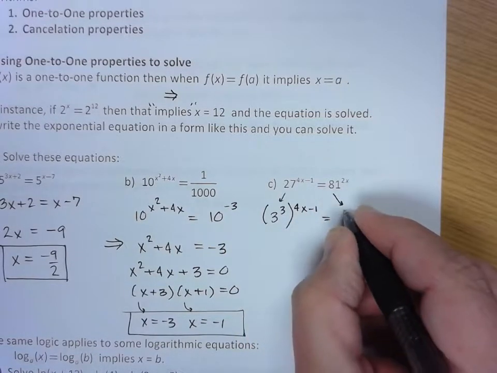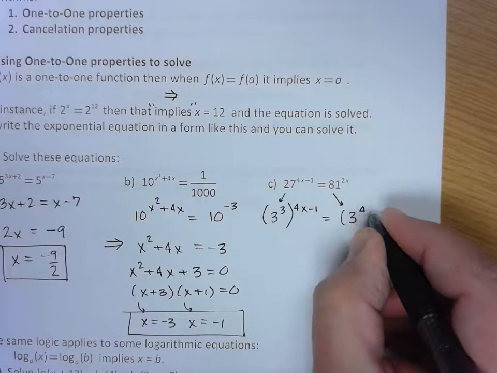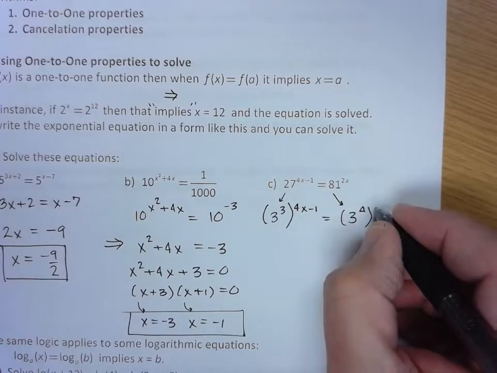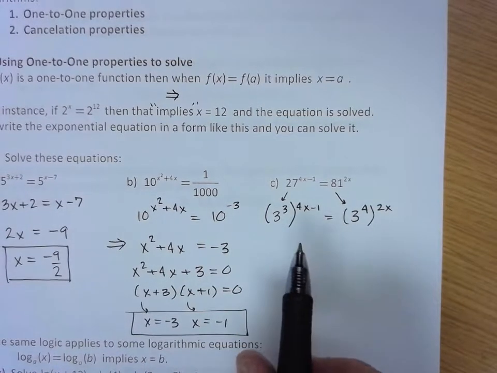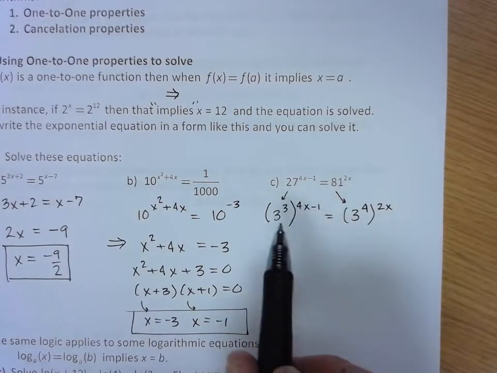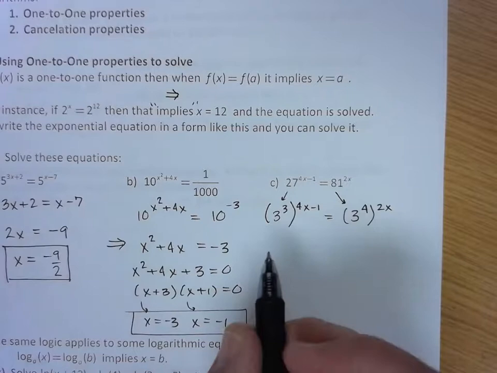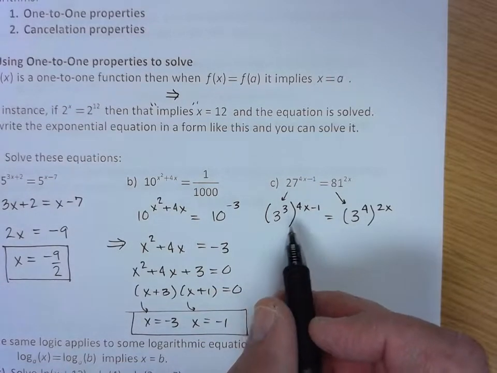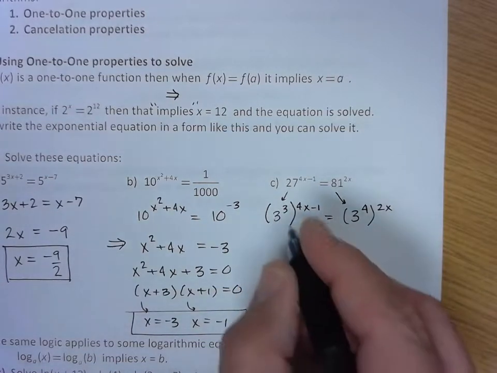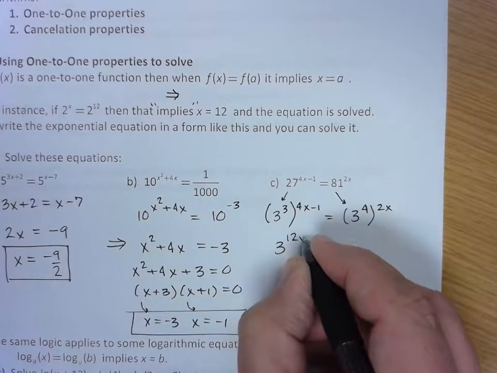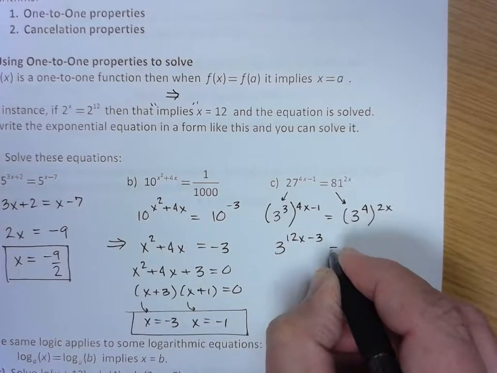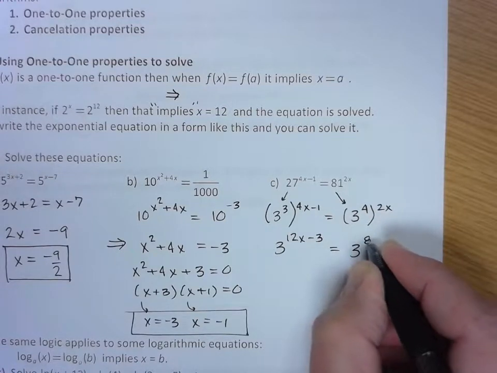81 can be rewritten as 3 to the fourth, and you still have an exponent of 2x on the outside of it. So all I'm doing is just taking advantage of rewriting those bases as powers of a common base 3. And then when I use the properties of exponents, raising a power to a power makes me multiply those. So that becomes 3 to the 12x minus 3 equals 3 to the 8x.